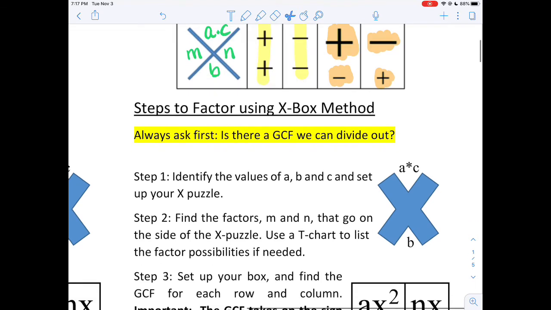We want to then find factors m and n that go on the sides of the X puzzle. In order to think of factors that multiply to be that a times c number, but add to be the bottom number, the b, we can use a T-chart to list those factor possibilities.